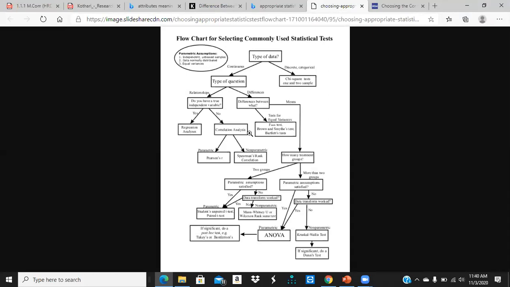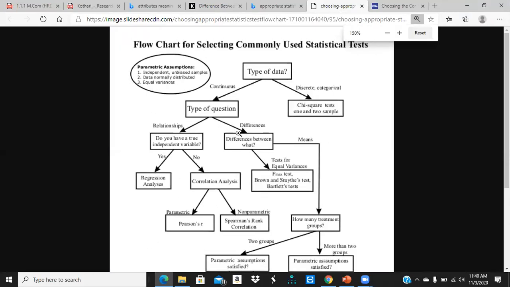I hope this is visible. See, the flow chart for selecting commonly used statistical tests. See here, parametric assumptions. What are the parametric assumptions given?